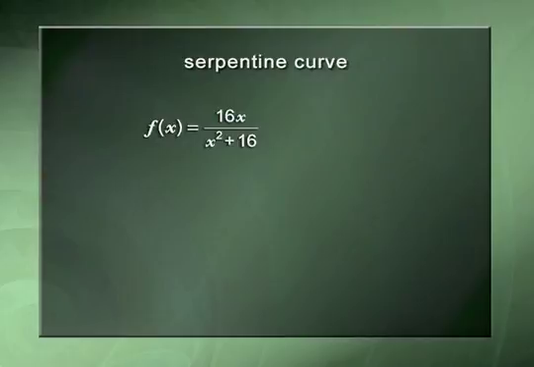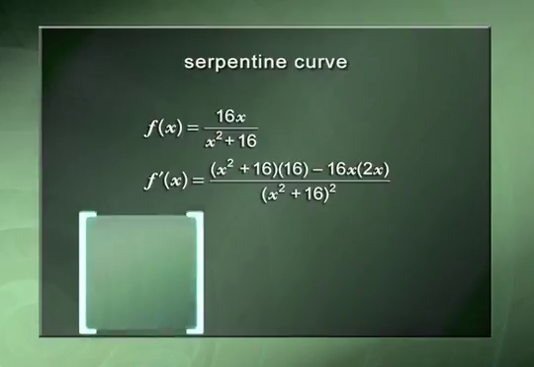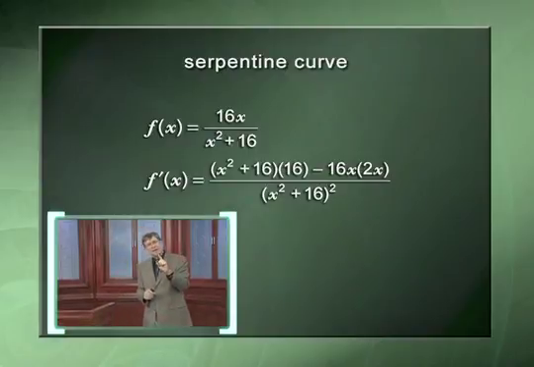The function is 16x over x squared plus 16. Let's take a derivative. It is the bottom function, x squared plus 16, times the derivative of the top, which is 16, minus the top function, 16x, times the derivative of the bottom, 2x, all divided by the bottom squared, x squared plus 16, all squared. Now, you could simplify this right now if you wanted, but don't bother. You only care about the derivative at 0.